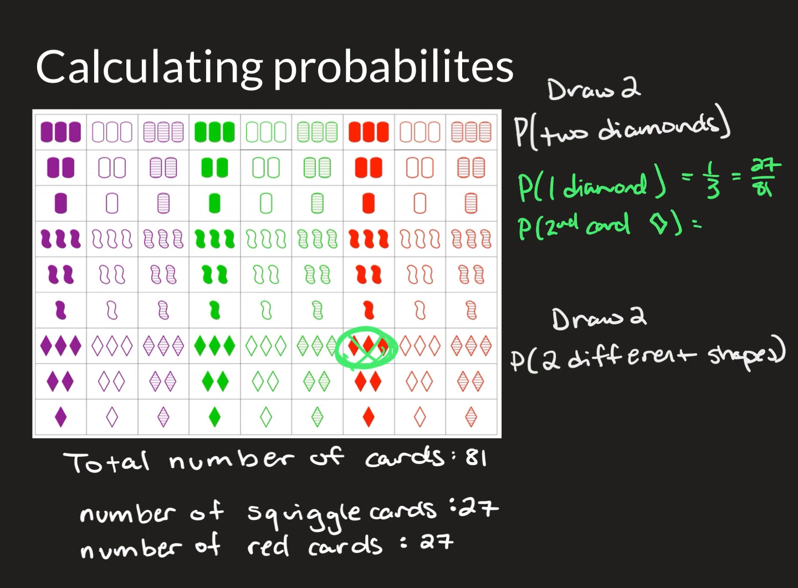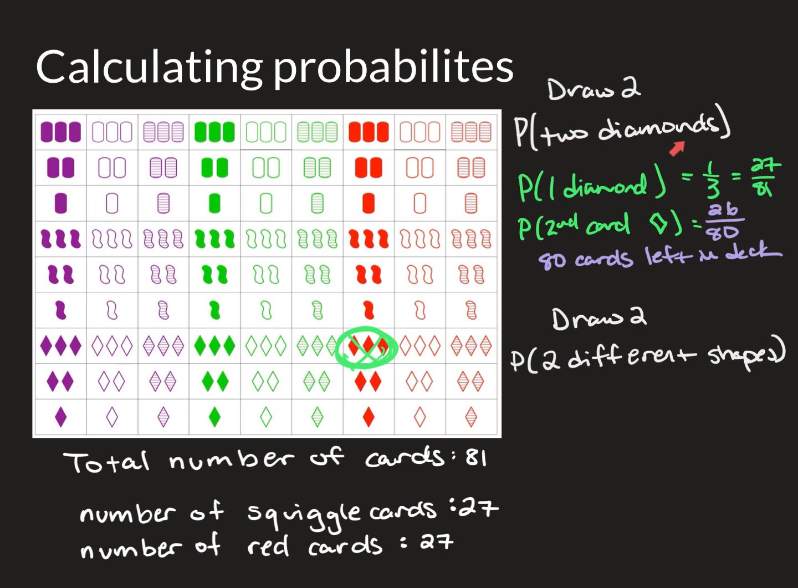In order for my second card to be a diamond, we just have to ask, with this card missing, how many cards are left in the deck? Well, now there's only 80 cards left in the deck. And how many of those are diamonds? Well, we had 27 diamonds, but now we've got 1 less. So now the probability that my second card is going to be a diamond is actually going to be 26 out of 80, because there's 1 less card in the deck and there's 1 less diamond.